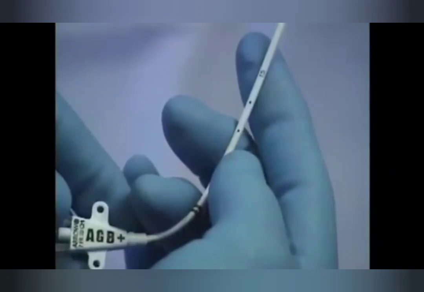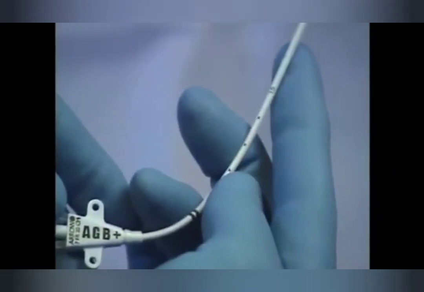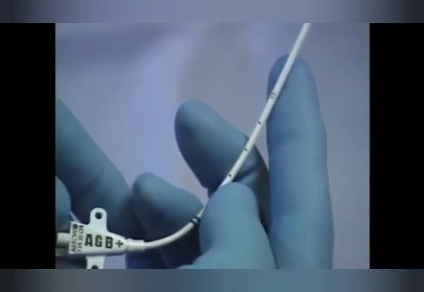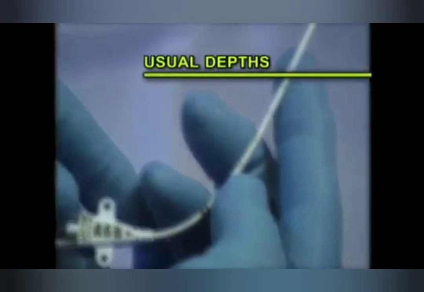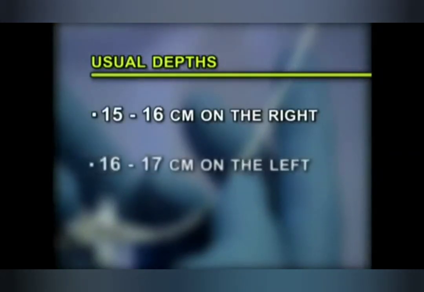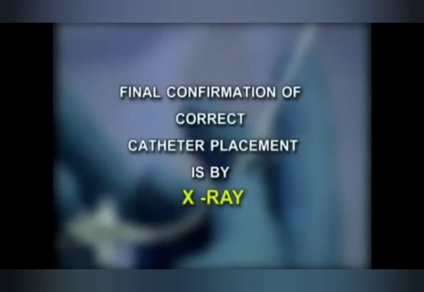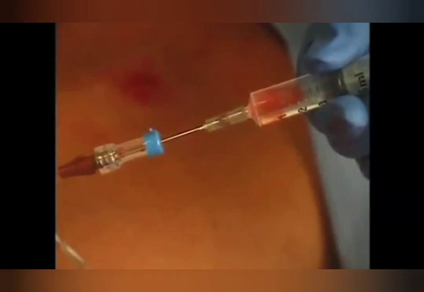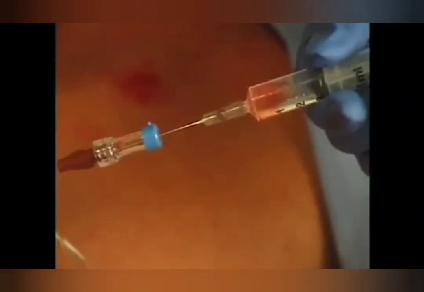The catheter has markings indicating the centimeters of the catheter distal to the insertion site. Usual depths are 15 to 16 centimeters on the right and 16 to 17 centimeters on the left. Final confirmation of correct catheter placement is by X-ray. Each port is then aspirated and flushed with sterile saline.